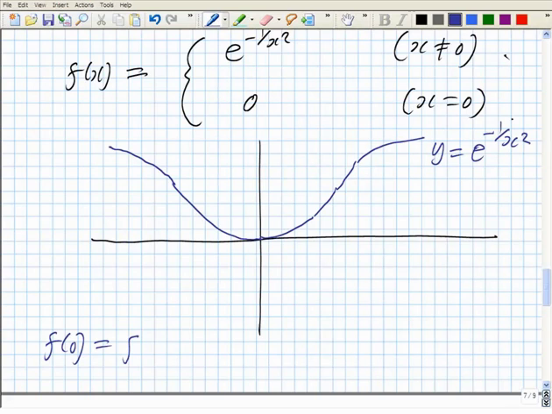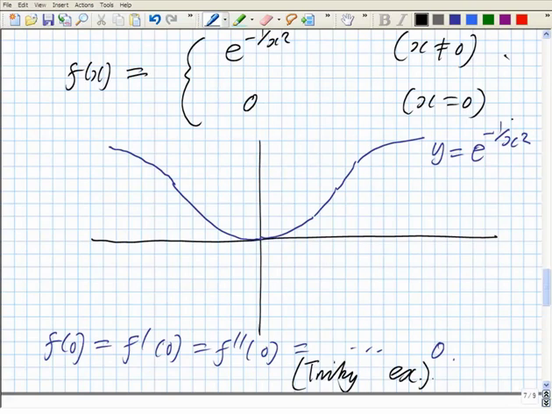But what you get is f of 0 equals f prime of 0 equals f double prime of 0, and so on. They're all 0. That's a tricky exercise. And that means the Taylor series is not going to be very useful if you expand it about the origin, because all you'll get is 0. And 0 is not very much like this function.